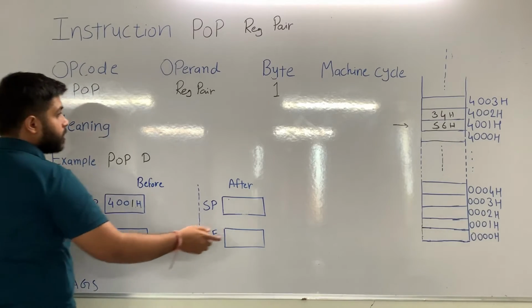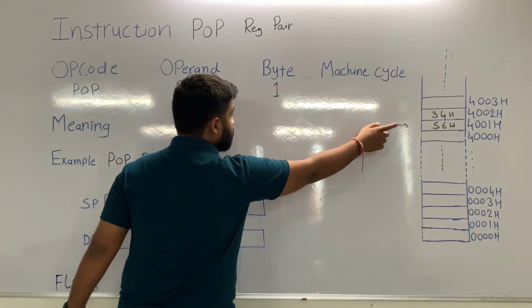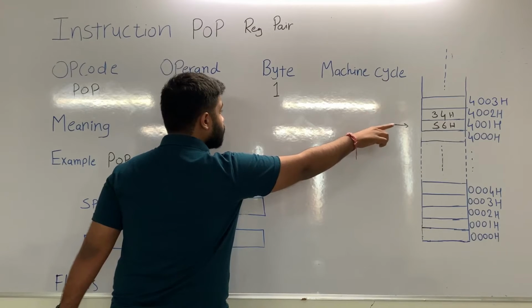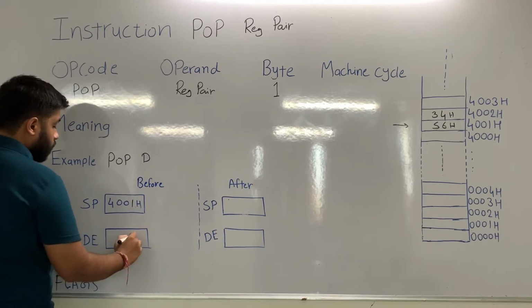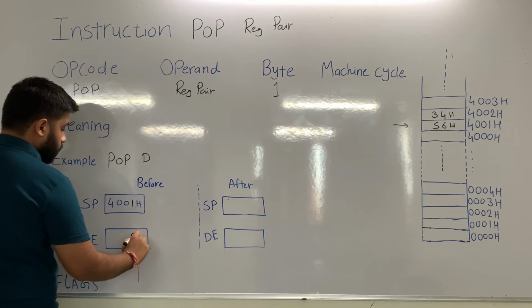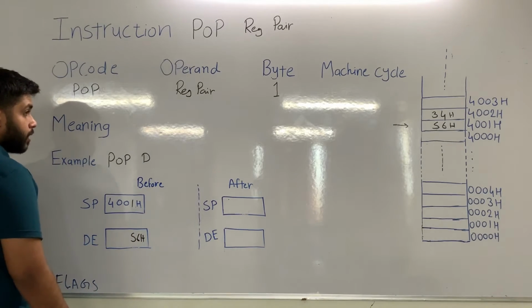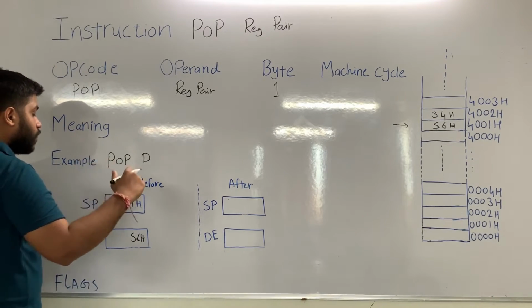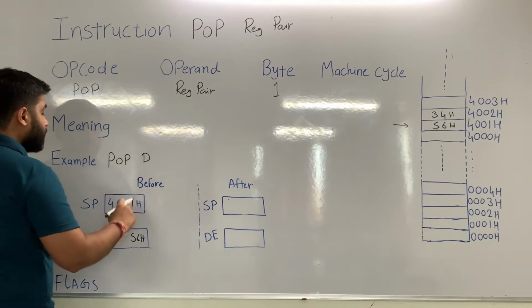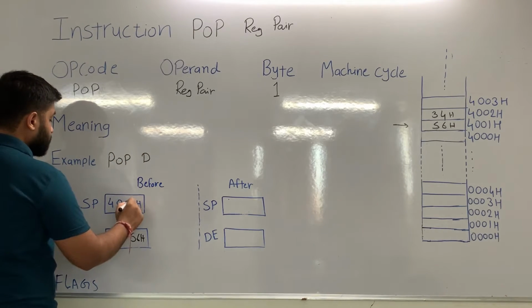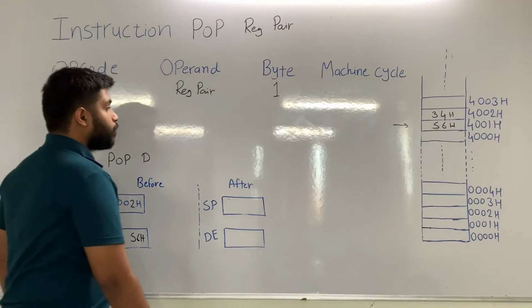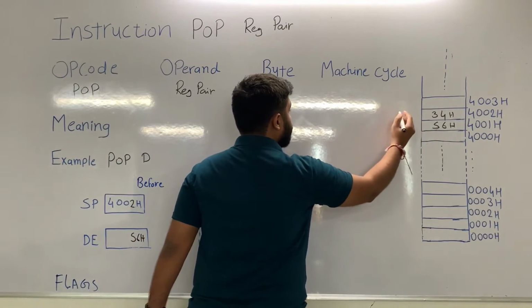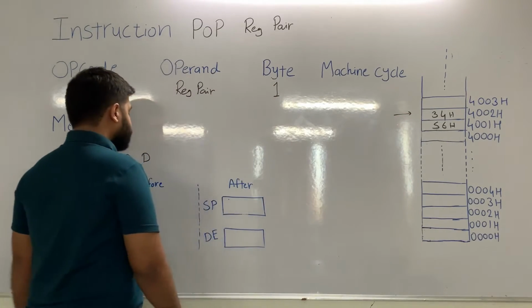So right now the stack pointer is pointing at 4001H. So data which is present at 4001H, that is 56H, will be transferred to the lower byte of the DE pair. So in the lower byte the data will be transferred. After that the value of the stack pointer will be incremented by 1. So value of the stack pointer will become 4002H. So right now the stack pointer is pointing at 4002H.